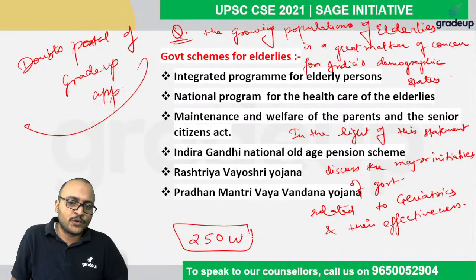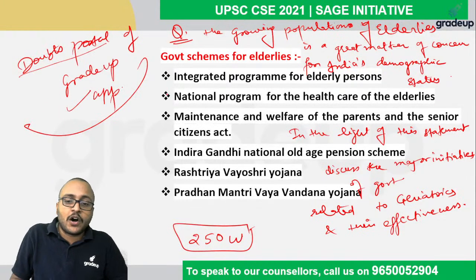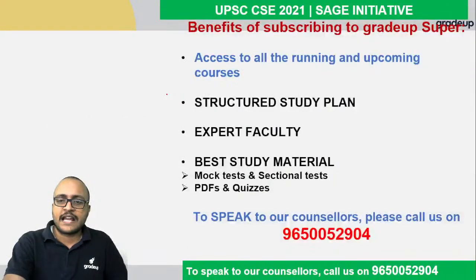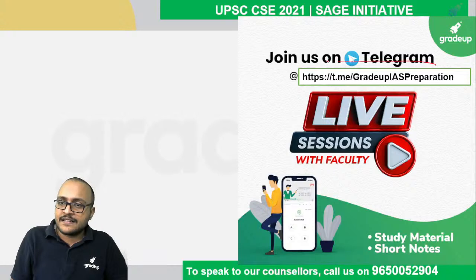All right, 250 words, and you have to submit your answer in writing, in handwriting. Click a picture of that answer and post it on the doubts portal of the Gradeup application, or you can also post that in the Telegram group of Gradeup IAS. This is the link of the Telegram group.